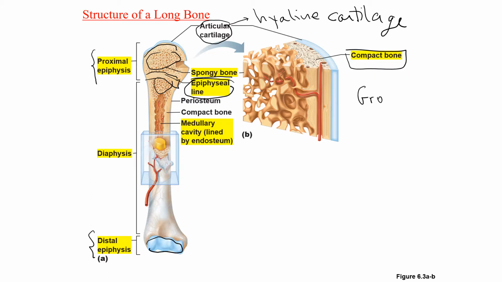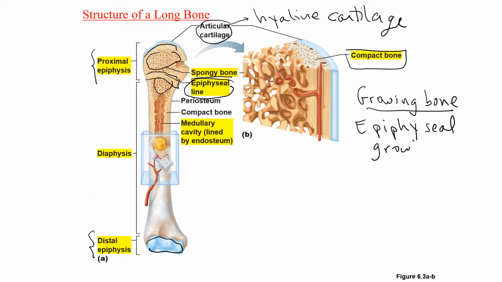Growing bone will display a pad of cartilage called the epiphyseal growth plate. When the bone stops growing, the epiphyseal plate has been converted to bone tissue. We then call it the epiphyseal line.